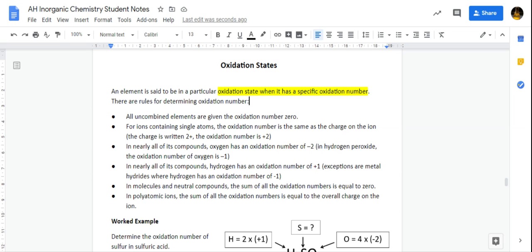All uncombined elements are given an oxidation number of 0. So if something exists just as the element itself, not in a compound, then it has an oxidation number of 0.